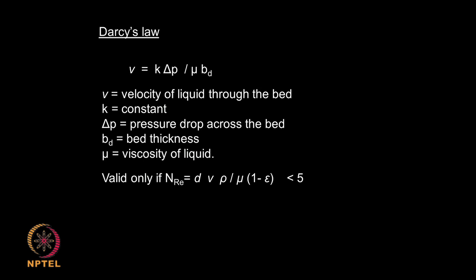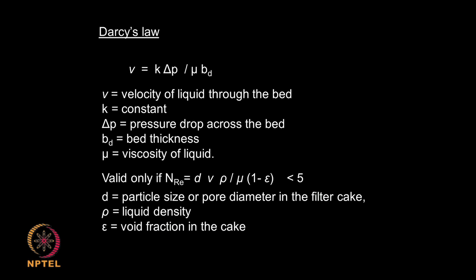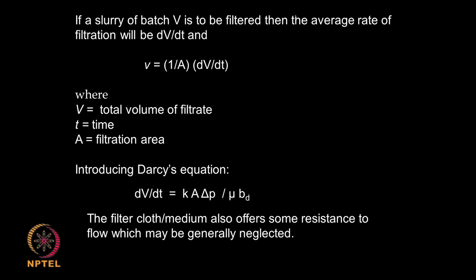It is inversely proportional to viscosity. If the viscosity of the liquid is high, obviously the velocity is going to be less. It is also inversely proportional to the bed thickness. If the bed thickness is more, the velocity is going to be less. It is valid only when the Reynolds number is less than 5, so you need to always check that. Now we can use Darcy's law for doing many things.